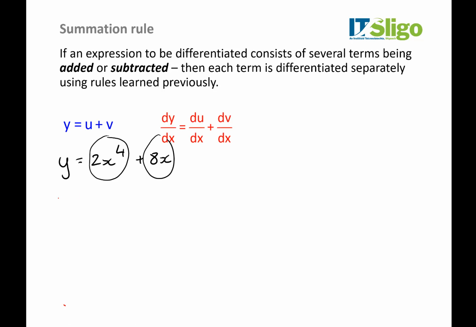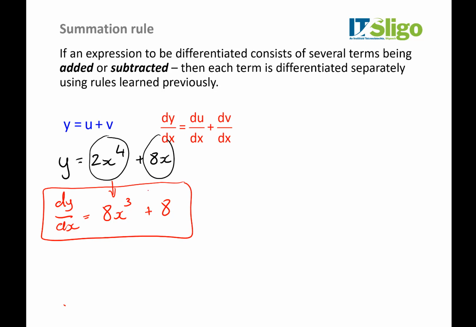So in this case, dy dx, the power comes down, 4 comes down, multiplied by 2 gives us 8. Reduce the power by 1, or add minus 1 to the whole power. So that's the first one differentiated. And then when we differentiate 8x, this was rule 2, that'll simply become 8. So that's what this rule is saying: if there's lots of parts, lots of terms, remember a term is separated by a plus, minus, or an equal sign, then we simply differentiate each term independent of each other.